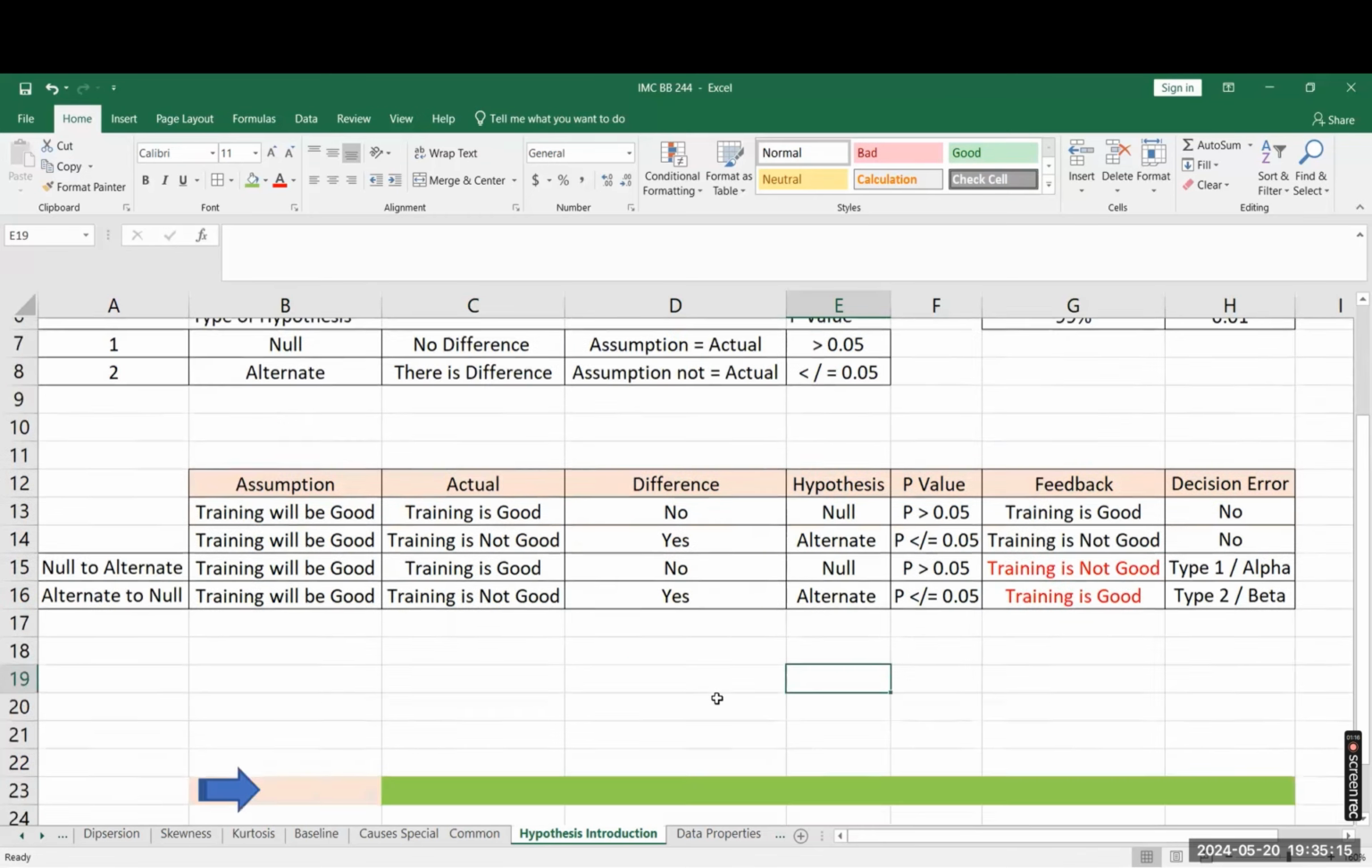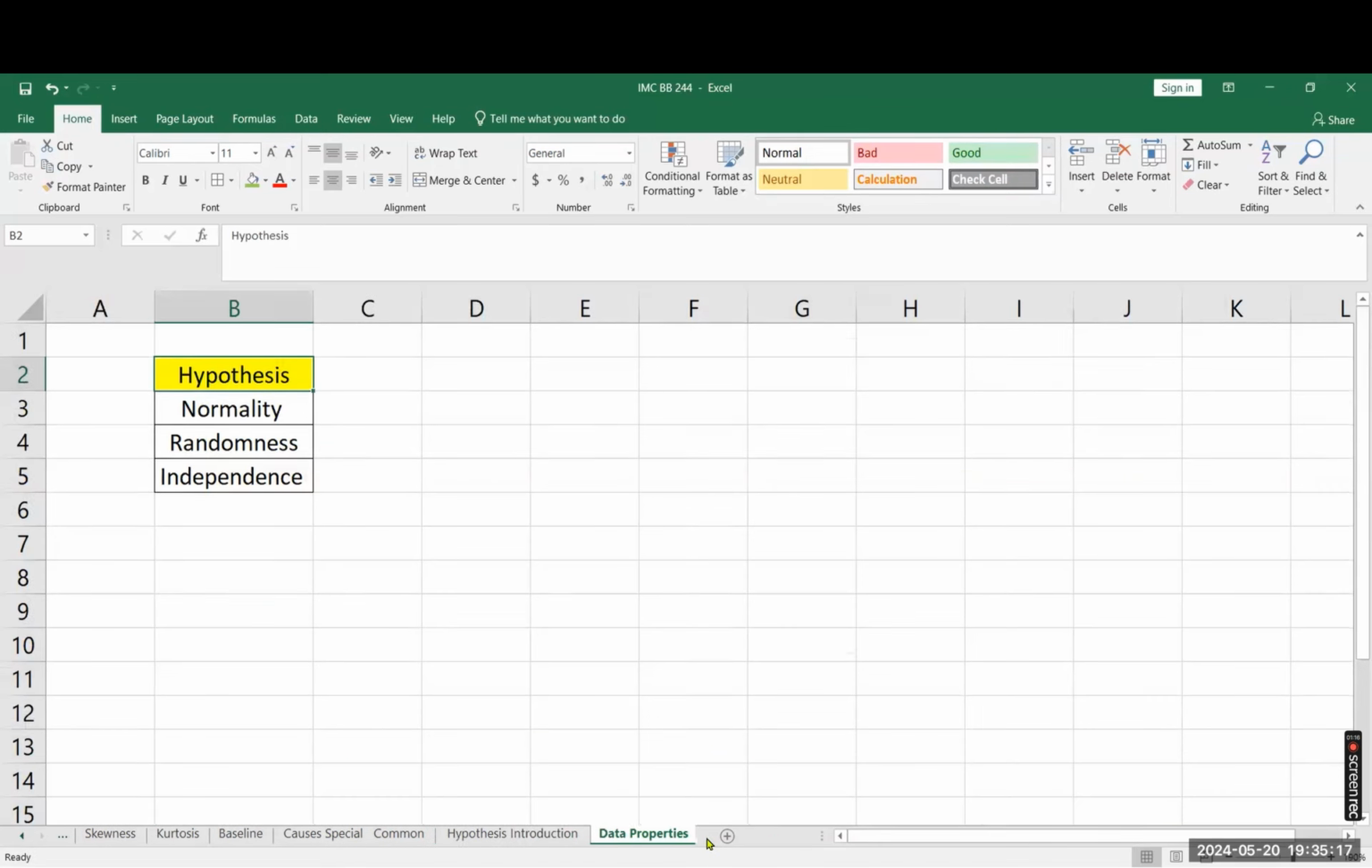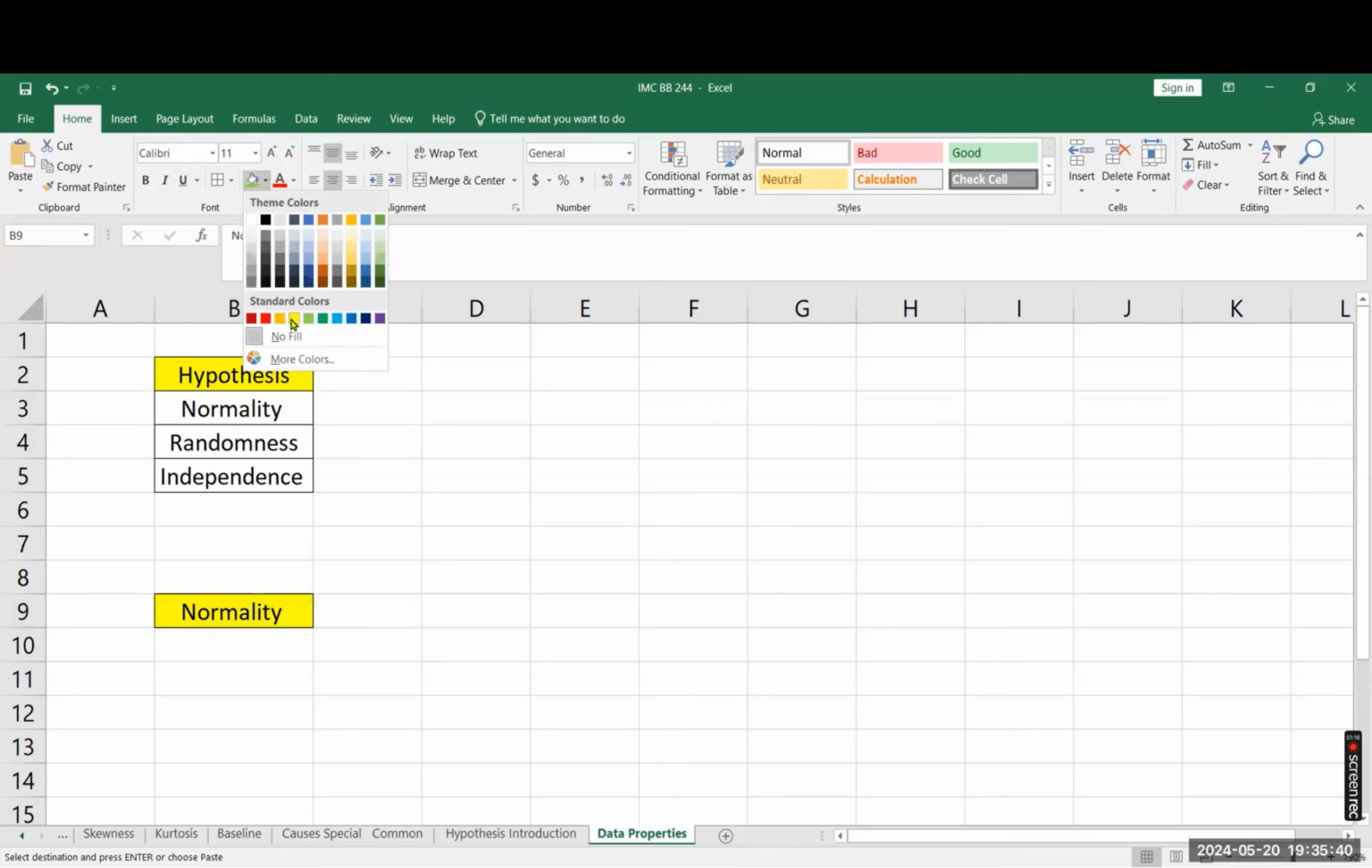No? All right. Now we are going to learn about the data properties. So with the help of hypothesis, whenever you get any data, numeric form of the data, we always check the normality of the data, randomness of the data, or independence of the data. So when we do the normality check, our assumption from the data is that data will be normal.